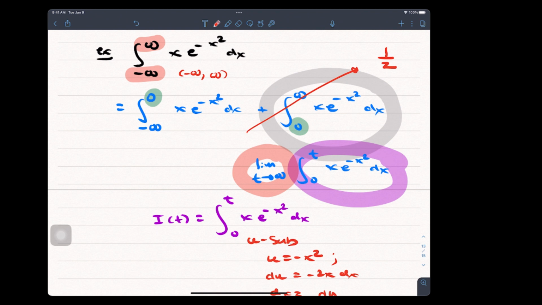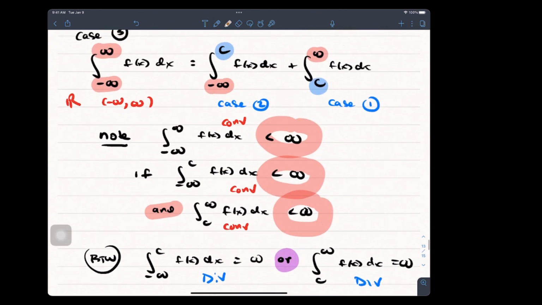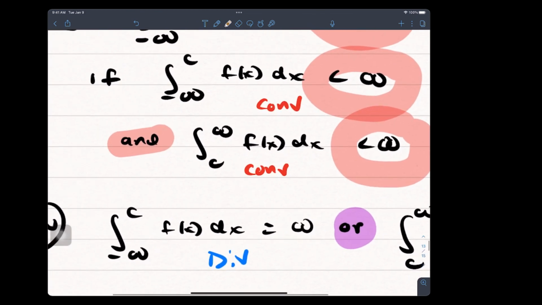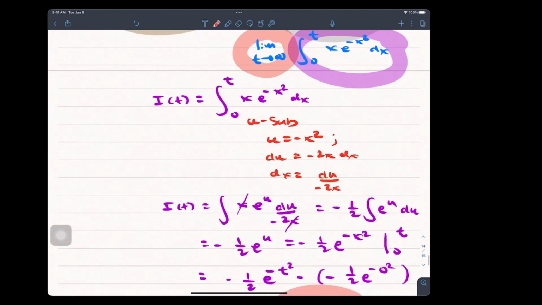So what that now says, since you have convergence, you're going to have to find whether or not this other one converges. Because in order for this real number line case 3 to converge, remember, we need what? Both have to converge. Both integrals must be finite. If at least one doesn't, then that means it's divergent.